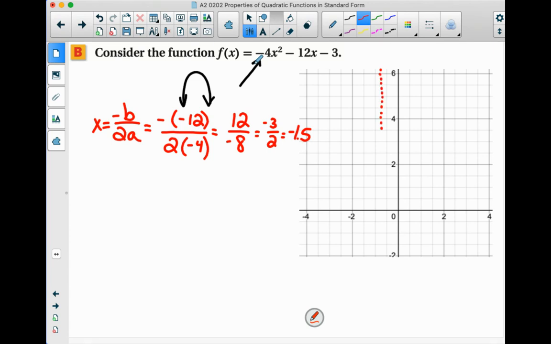I was going by the wrong line here. So here's negative 1. So negative 1.5 would be right here.